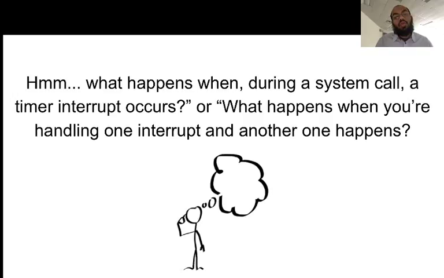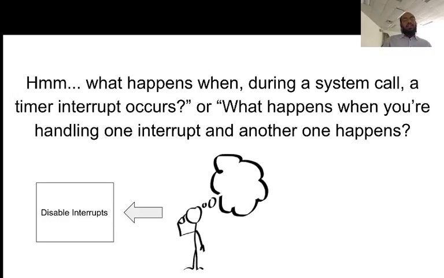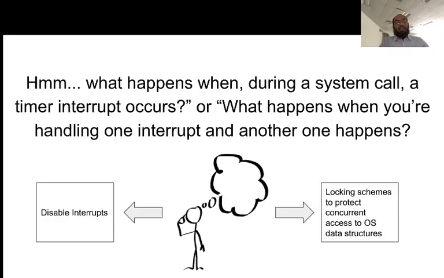And this also is the case if you are handling one interrupt and another one happens, which might be the case. So there are mechanisms to disable interrupts, and there are locking schemes to protect concurrent access to operating system data structures. Because one very dangerous thing is that if you overwrite some of the data that you need in the kernel stack, for example, or overwrite some of the data that you have in the registers without saving the registers, these are all issues that you need to handle.